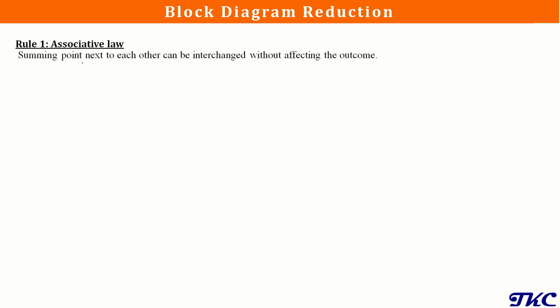Now before ending this, let's revise the first 8 important rules. Rule number 1 is the associative law, which says that when we have two summing points next to each other, we can interchange them and it is not going to affect the output.